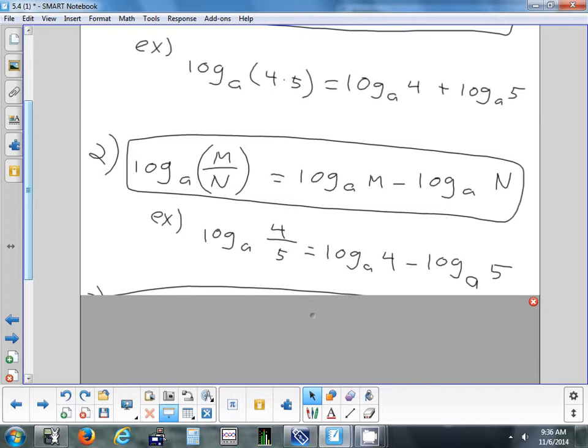And I'm not going to type it in, but here's an example with numbers. Log of 4/5 would be log 4 minus log 5. Keep the base the same.